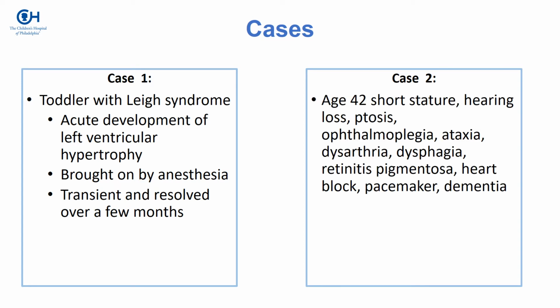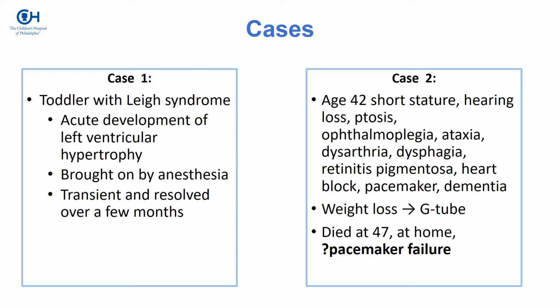In the second case, a lady aged 42 with a history of short stature, hearing loss, ptosis, meaning droopy eyelids, ophthalmoplegia, ataxia, dysarthria, dysphagia, retinitis pigmentosa, heart block, pacemaker in place, and dementia, all consistent with Kearns-Sayre syndrome, developed weight loss for which a G-tube was placed.